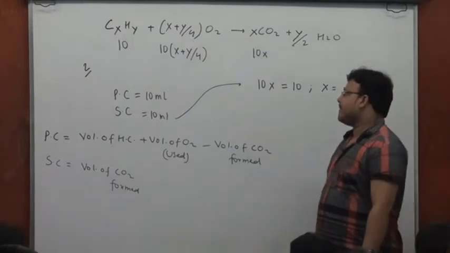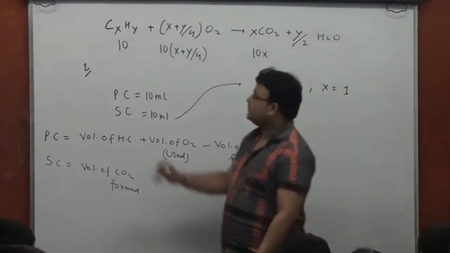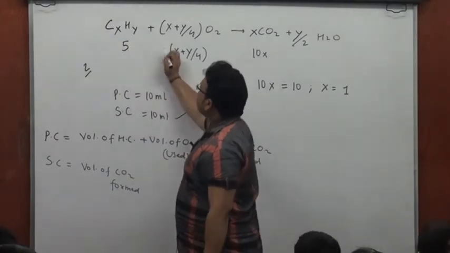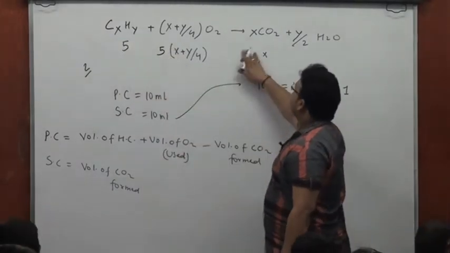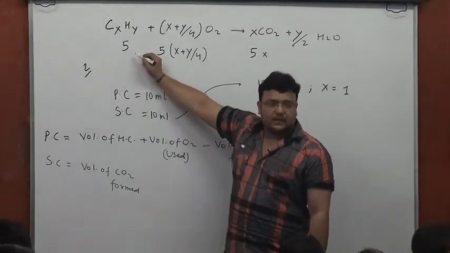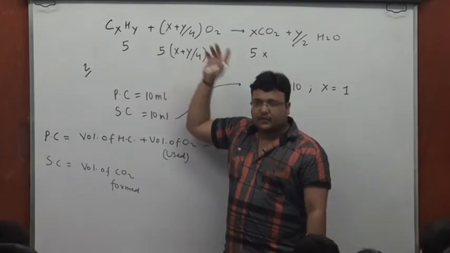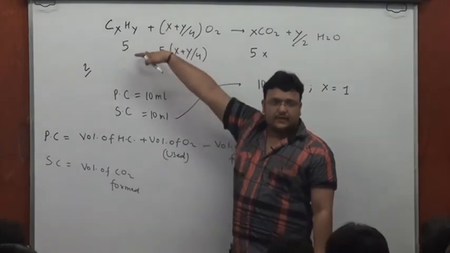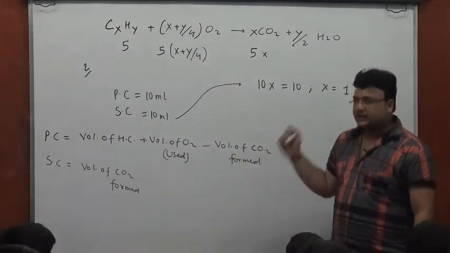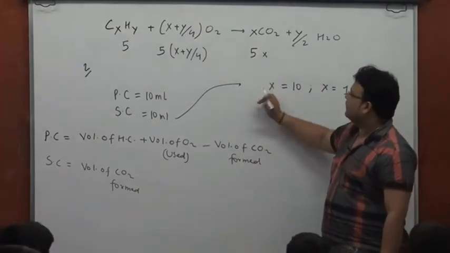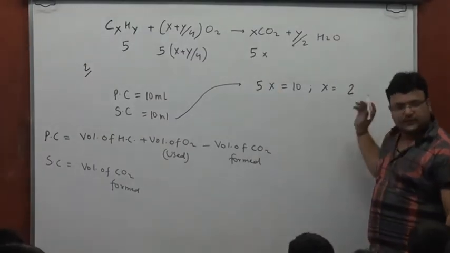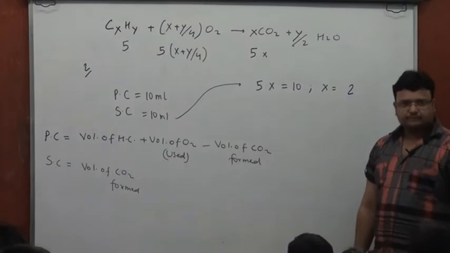Fine. I'm sorry about this. You have 5 ml of hydrocarbon, so the entire equation is going to be remodeled. It's 5 ml requiring 5(x plus y/4), forming 5x carbon dioxide. So 5x is equal to 10, which means x is equal to 2. Okay?